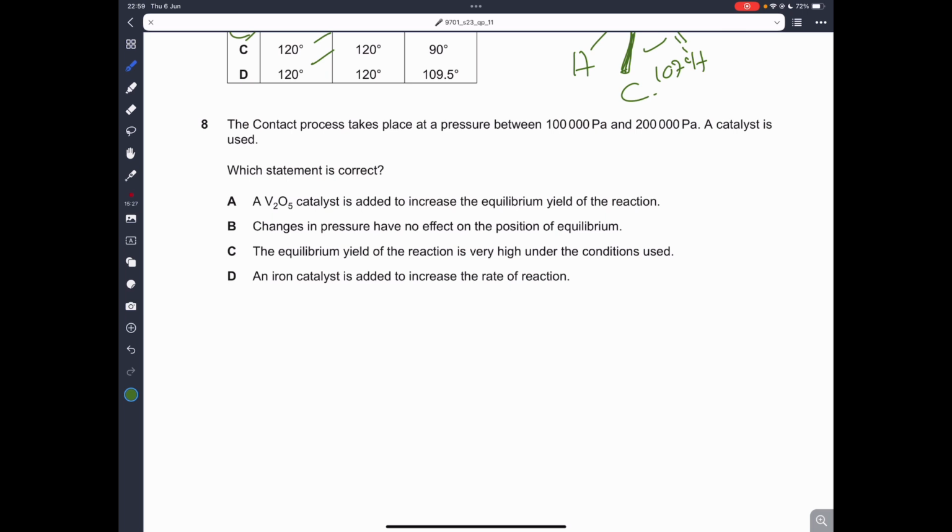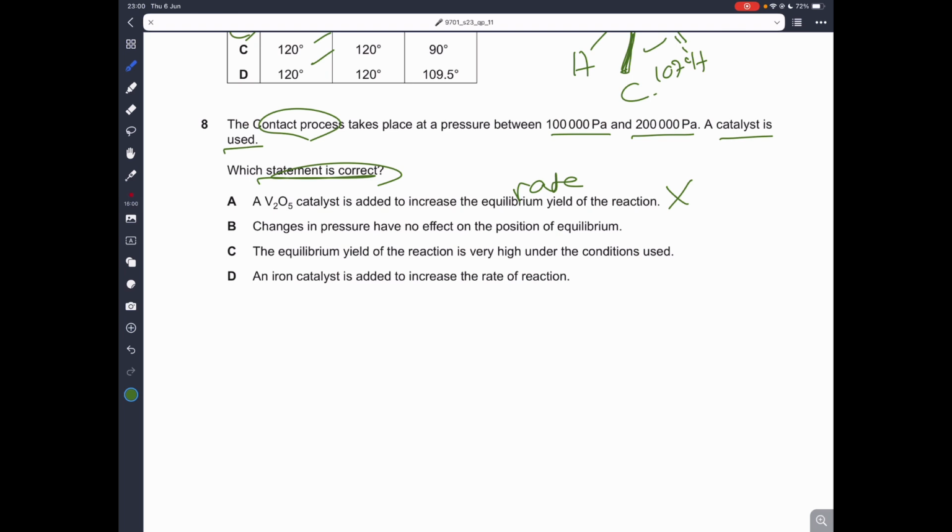Question 8. The contact process takes place at a pressure between 100 kilopascal and 200 kilopascal. A catalyst is used. Which statement is correct? The contact process is a process to manufacture sulfuric acid. Statement A: a V2O5 catalyst is added to increase the equilibrium yield of the reaction. This is wrong because a catalyst cannot increase the yield. It can only increase the rate. B: changes in the pressure have no effect on the position of equilibrium.